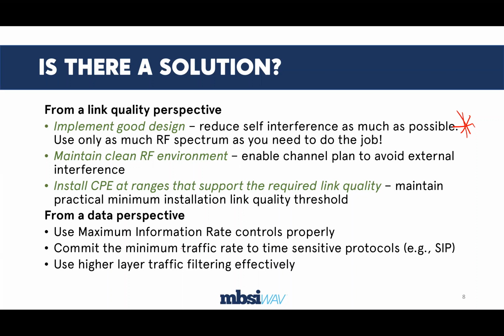So let's say I've got one phone in every residence, and I'm going to commit 80 kilobits per second to each one of those conversations, and I have 20 subscribers on this sector, then I am committing 20 times 80, or 1.6 megabits, to that service. And as long as those CPE are connected, I am going to reserve that 1.6 megabits so that it's always available.